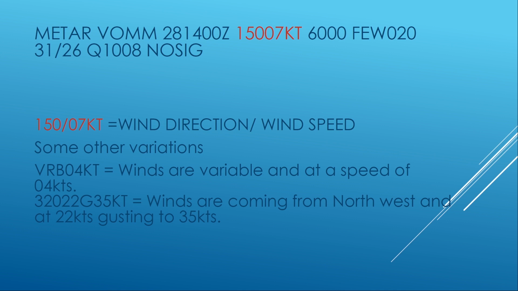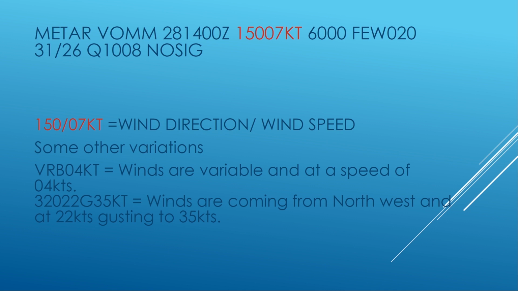The next two digits are the wind speed in knots, or nautical miles per hour. In aviation, we don't use kilometers per hour, so we use the term knots to measure speed. Here in this example, we have 150 07 knots, which means winds are coming from the southeast direction at 07 knots.